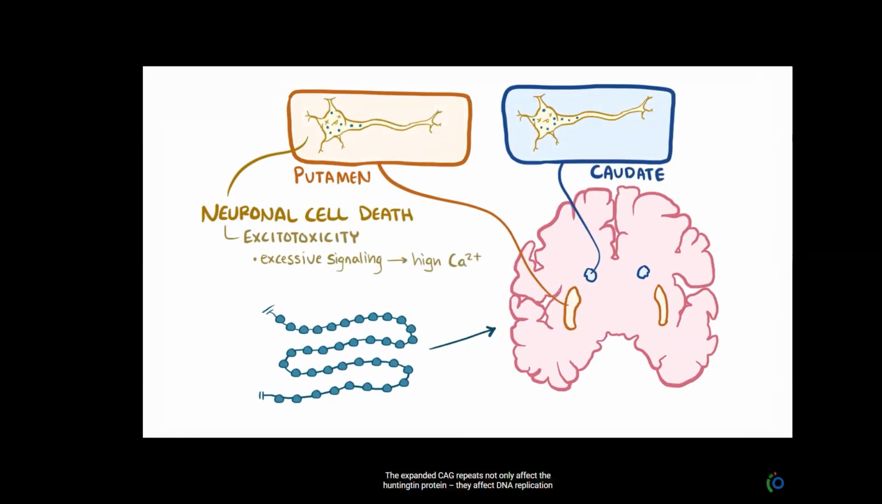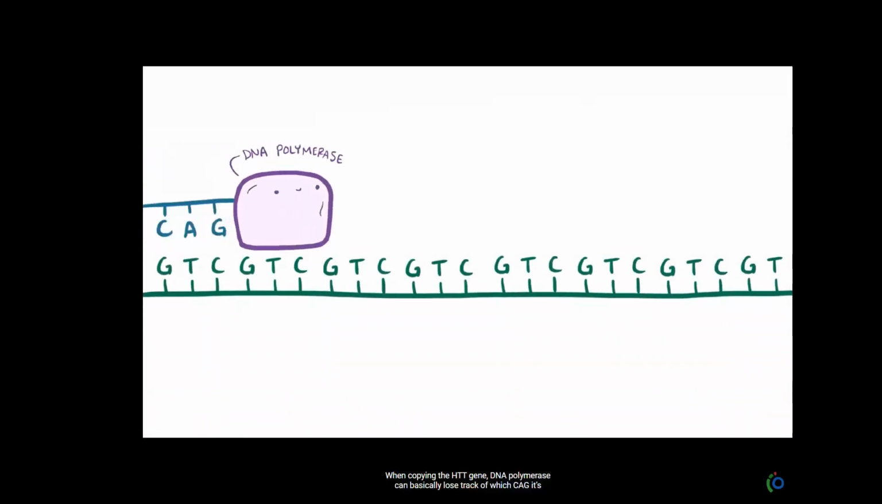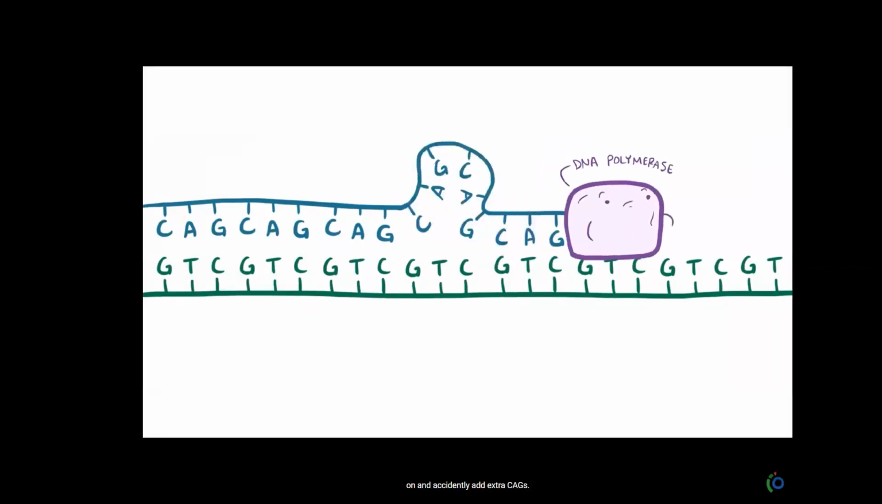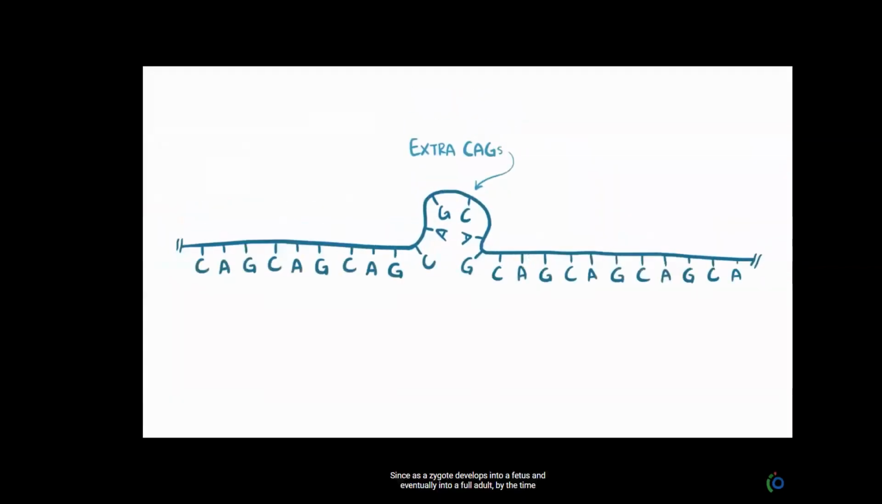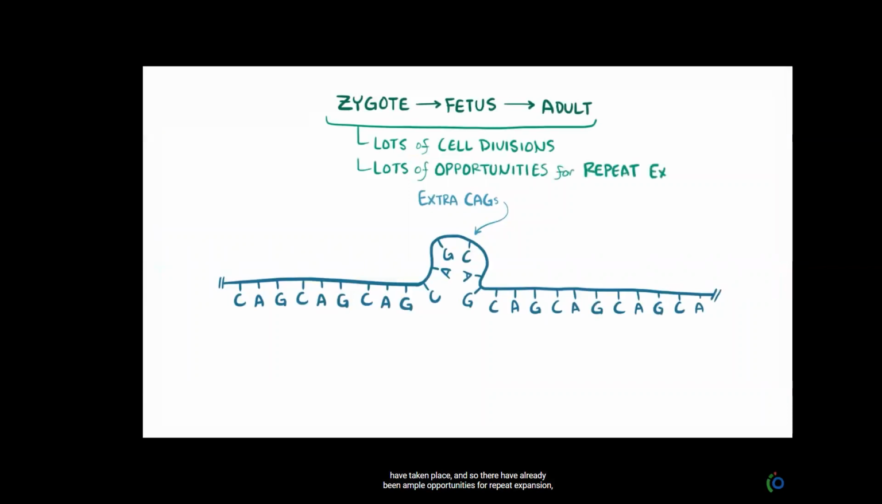The expanded CAG repeats not only affect the Huntington protein, they also affect DNA replication itself. When copying the HTT gene, DNA polymerase can basically lose track of which CAG it's on, and accidentally add extra CAGs. Since a zygote develops into a fetus and eventually into a full adult, by the time sperm and eggs are created, several dozen cell divisions, each with a round of DNA replication, have taken place. And so there have been a lot of opportunities for repeat expansion. And the more repeats that are added, the more unstable it gets.